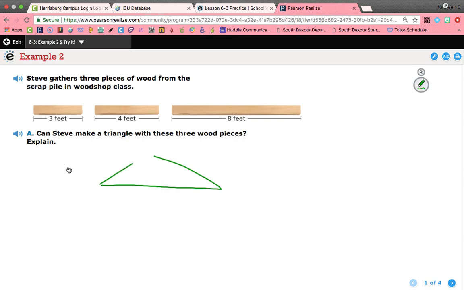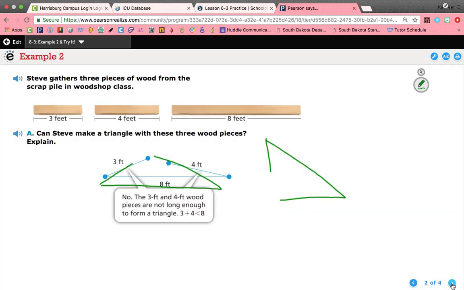Okay, that's not going to touch. If we do 8 as the hypotenuse, we do 4, and we do 3. No, not going to touch. Okay, so Steve cannot make a triangle with these 3 pieces of wood. The reason he can't is because the 3-foot and 4-foot wood pieces are not long enough to form a triangle because 3 plus 4 is less than 8.